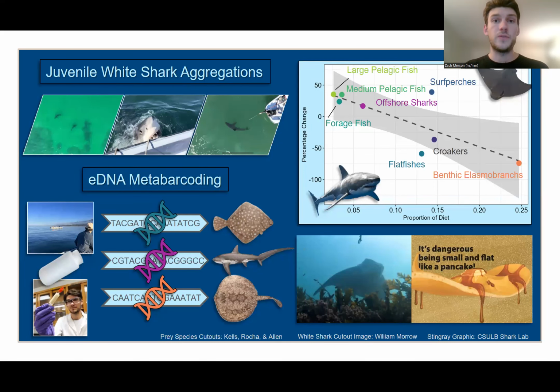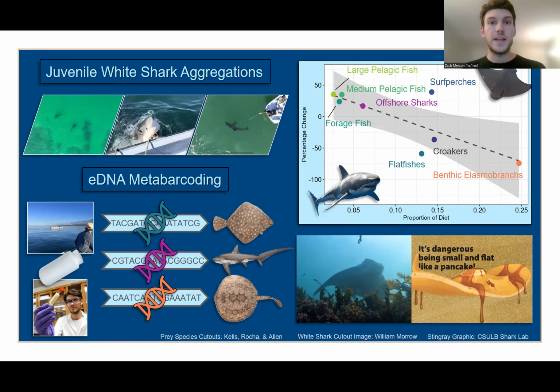Juvenile white sharks form aggregations in Southern California. These are large groups of up to 40 sharks that stay at a relatively small area for months on end. Because there can be so many sharks in a small area for a really long time, we expect that these aggregations are having some sort of effect on the broader prey community.